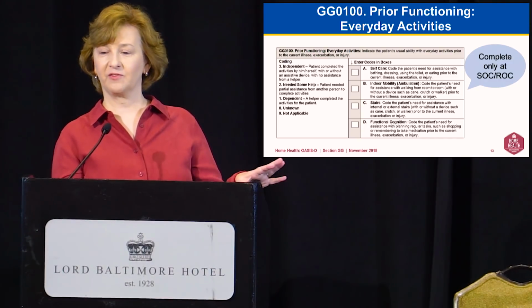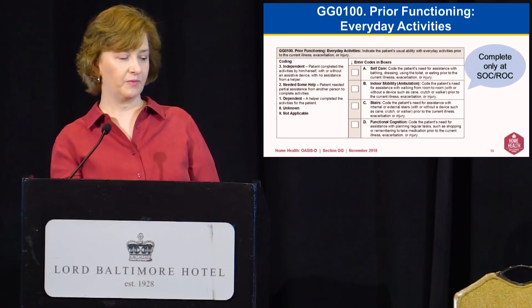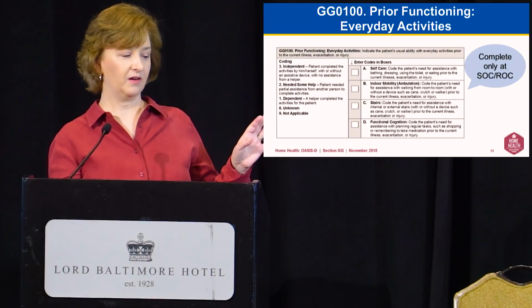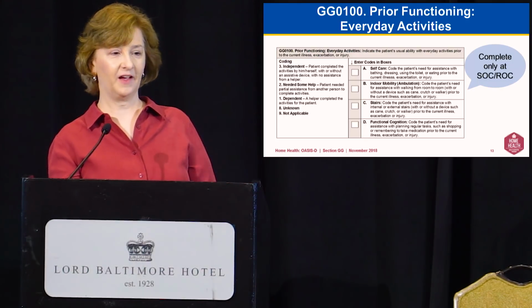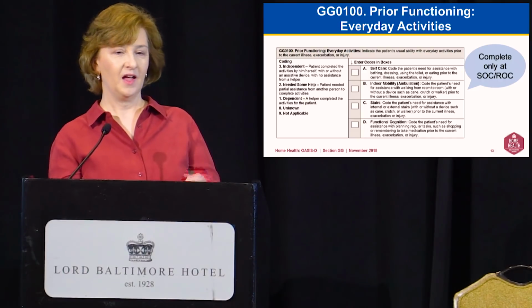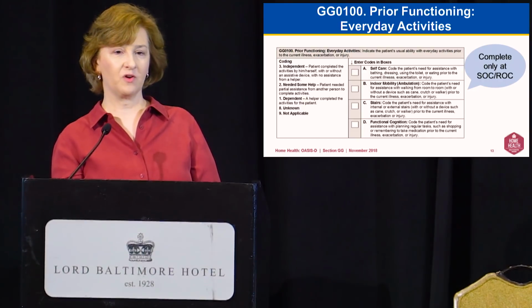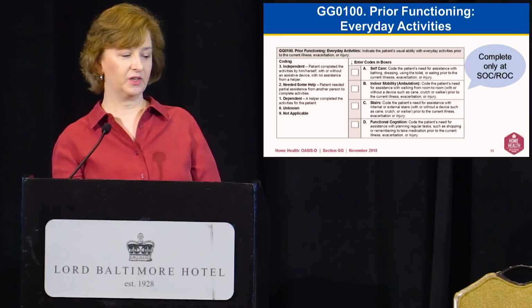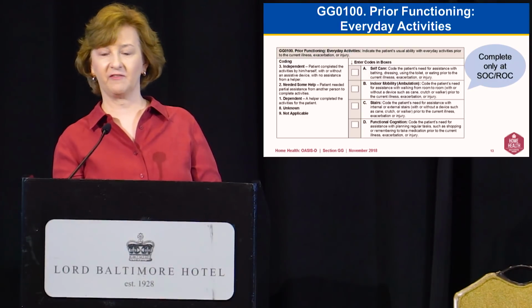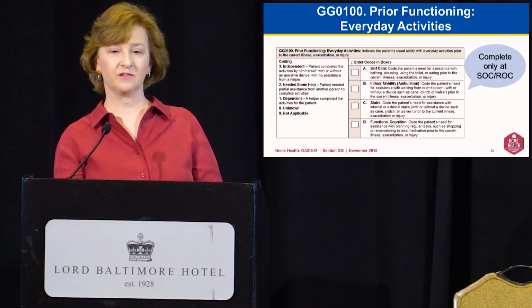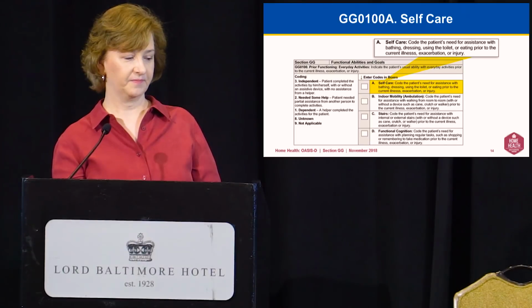As you can see from the screenshot that's taken exactly from your data set, the coding options are on the left side. We'll be going over those. And then there are 4 areas that we'll be talking about related to prior functioning, and those areas are self-care, indoor mobility, specifically ambulation, stairs, and functional cognition.